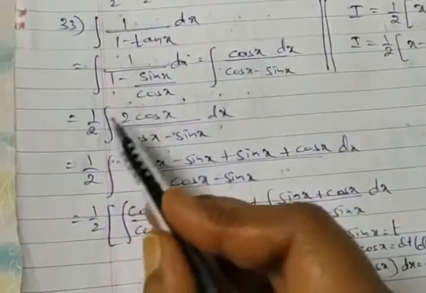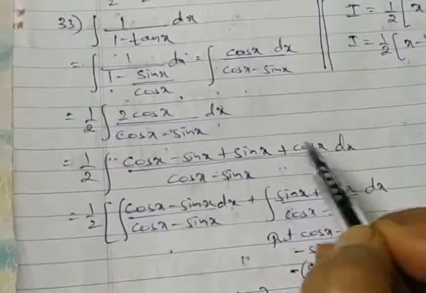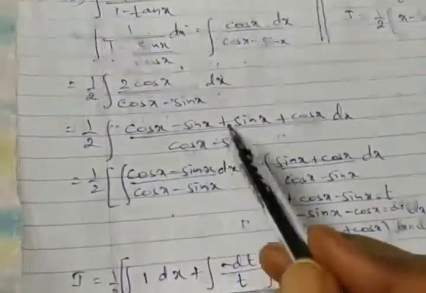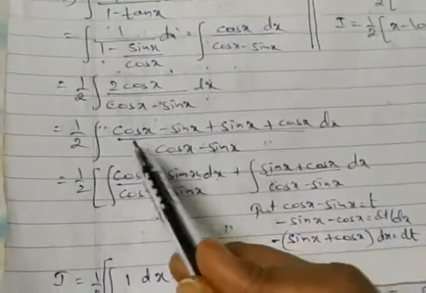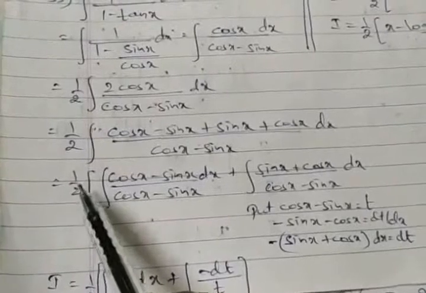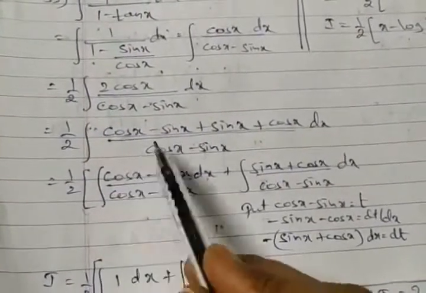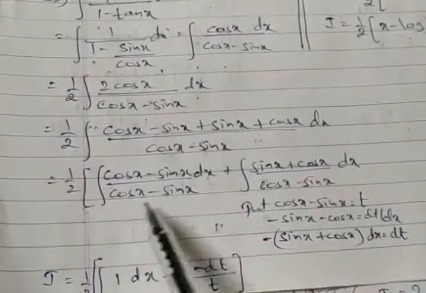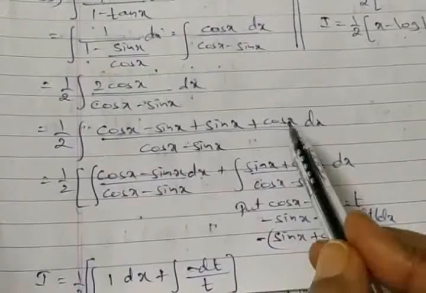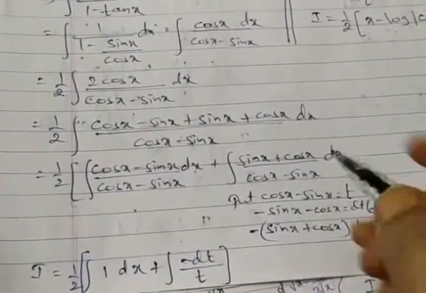Multiplying by 2 and balancing, followed by splitting of 2 cos x as cos plus cos, but the denominator has a minus sign, so one you make minus, one you make plus. Now split the term. This becomes one term, this becomes another term. So splitting will be done, and once again remember, take a bracket. So here we find integration of cos x minus sin x, denominator cos x minus sin x, split, plus integration of sin x plus cos x, denominator we have cos x minus sin x. Split the term. Bracket completes here.